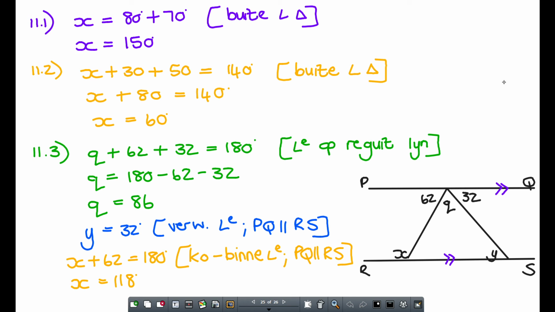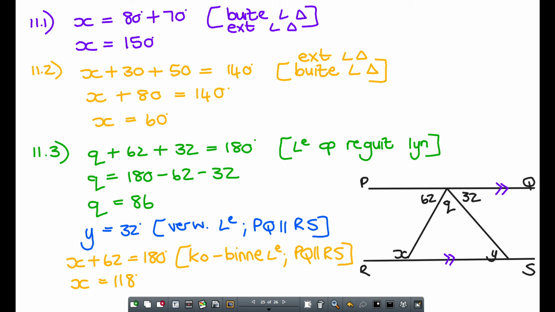Right. So, 11.1. Those were exterior angles of a triangle. So x will be equal to the 80 plus the 70. Remember, we add the two interior angles to give me the exterior angle. So that means that x is 150. At 11.2, we had the same thing. I add the two angles on the inside, so x plus 30 plus the 50 is going to be equal to the exterior angle of 140. Reason being exterior angle of a triangle. So if I simplify it, x will be 60.